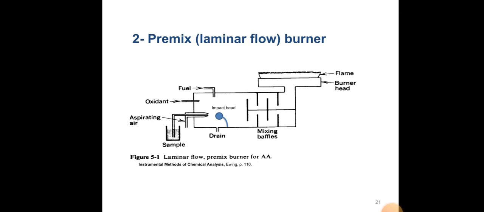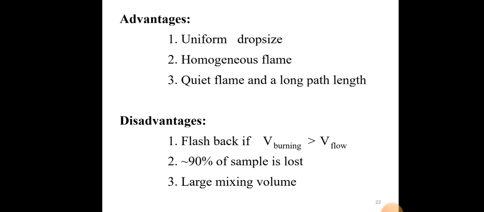So we will have a laminar flow, and we have a laminar flame. We have a good flame with reproducible results, and higher sensitivity with this type of burner. The advantage of this type of burner, I mean the laminar flow burner, is a uniform drop size, homogeneous flame, quiet flame, and a long path length.